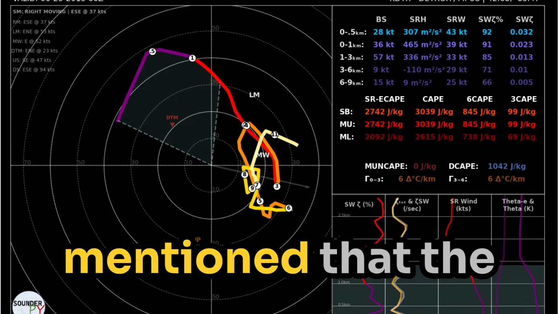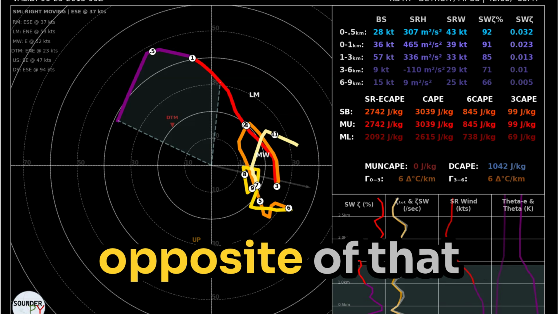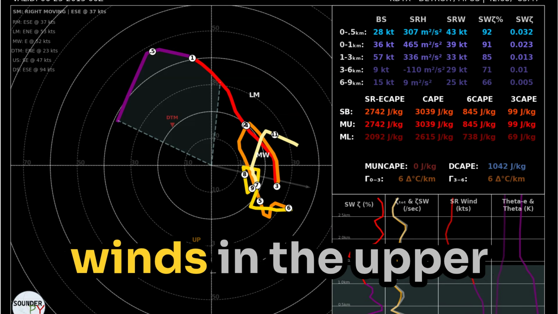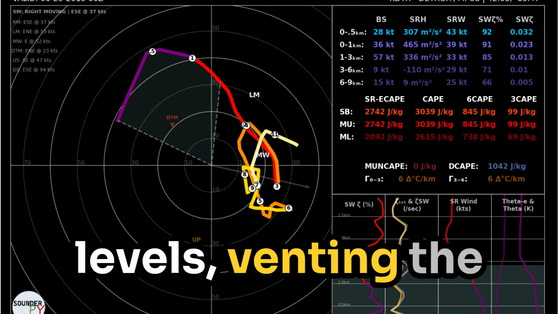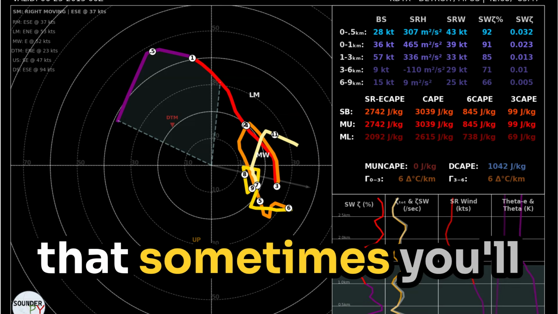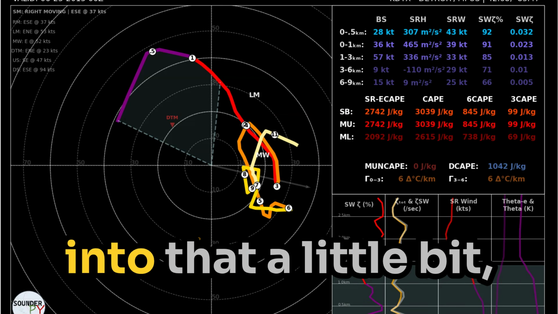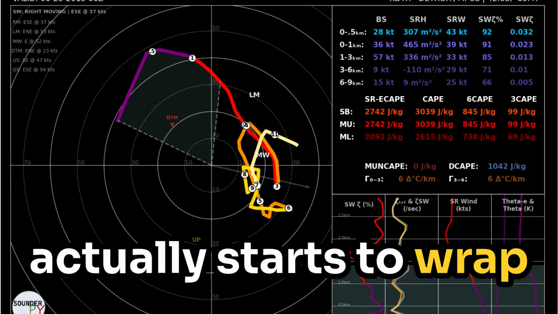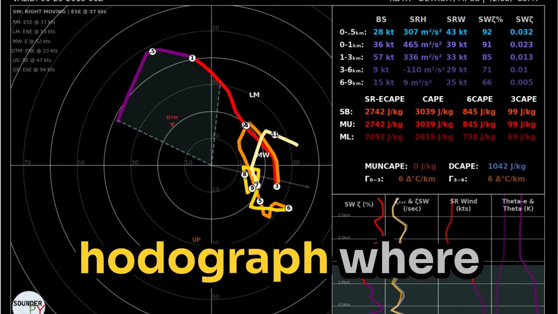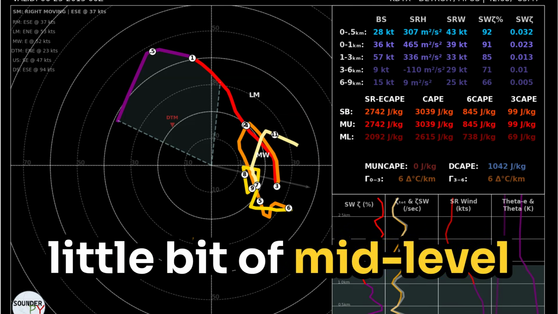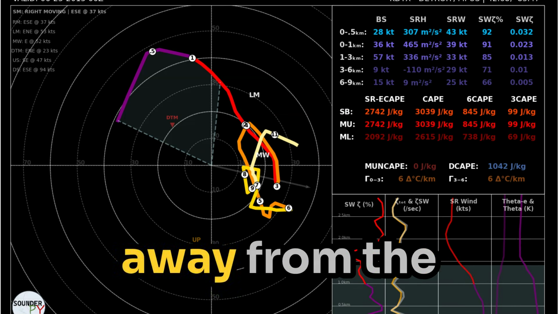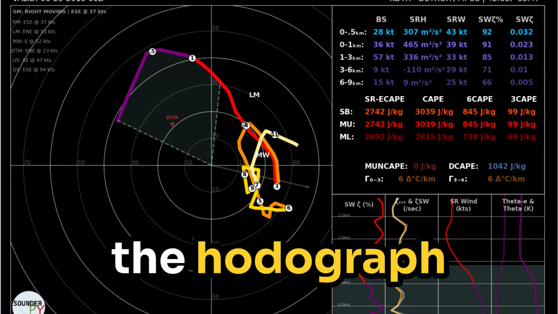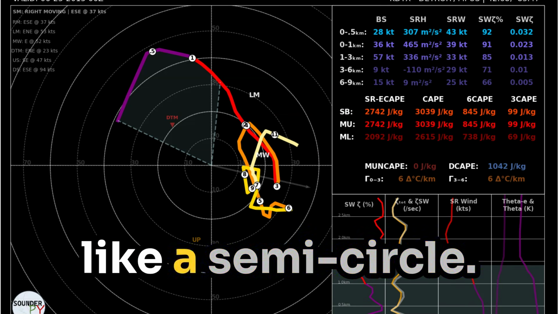You also mentioned that the opposite of that, the veering and backing of the winds in the upper levels venting the precipitation away, that sometimes you'll have the opposite of that occur. If you could go into that a little bit, and what happens sometimes when the precipitation actually starts to wrap around the storm. If you have a hodograph where you don't have that little bit of mid-level backing to really vent the precipitation away from the storm, but instead the hodograph folds over on itself, it almost looks like a semicircle.